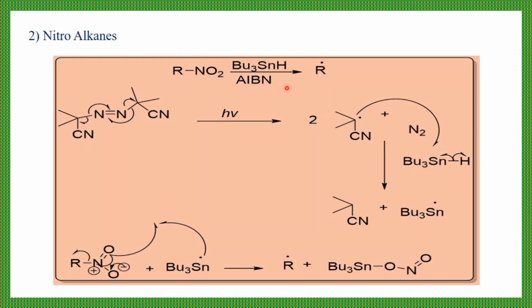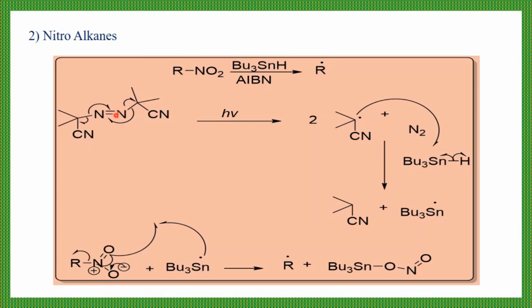Tributyltin hydride and AIBN generate the R radical. So we'll see its reaction mechanism.